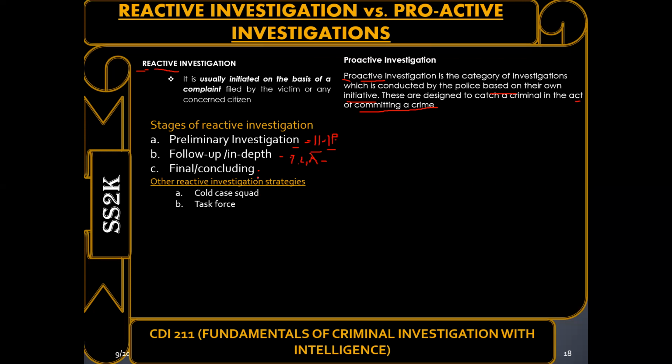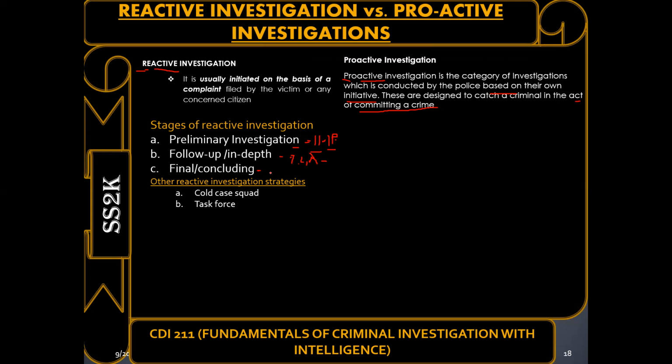meron ding stages of reactive investigation na nakatapat doon po sa tinatawag po na threefold aim, no? So the purpose of preliminary investigation is to identify the guilty party. The purpose of follow-up investigation is to trace, locate, and eventually arrest the guilty party. And the purpose of final or concluding investigation is to provide evidence of criminal guilt.